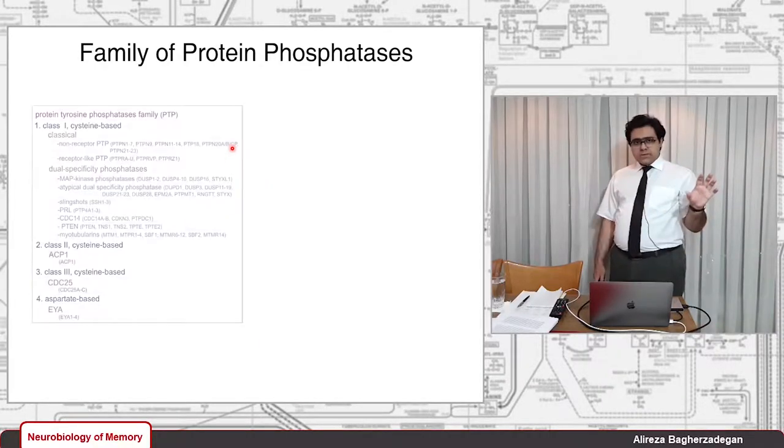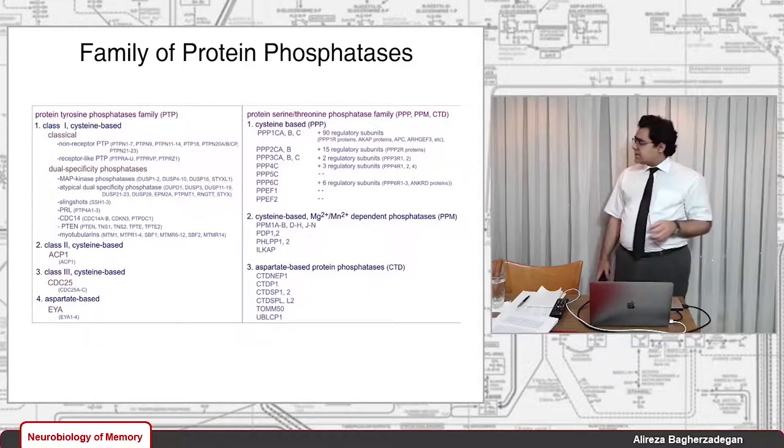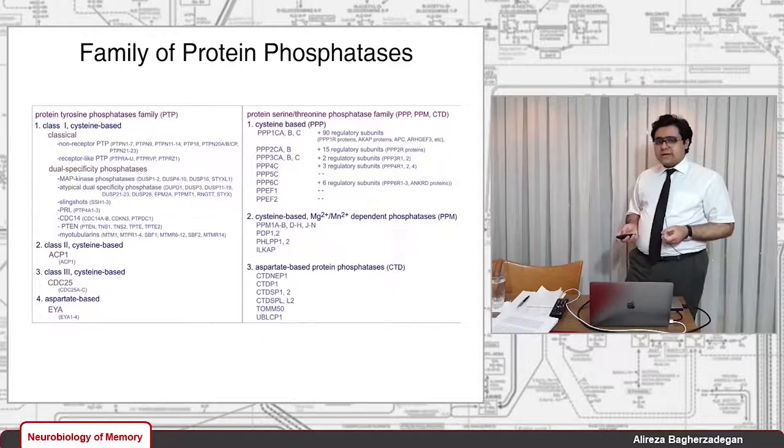There are two broad families of protein phosphatase enzymes. We have protein tyrosine phosphatase, PTP, and also protein serine and threonine phosphatase, or PPP. These are different classes of two broad gene families, and each of them has different conformations and different 3D structures, and they also act on different substrates. So there are two different dephosphorylation mechanisms, and let's talk about those by PTP and PPP.